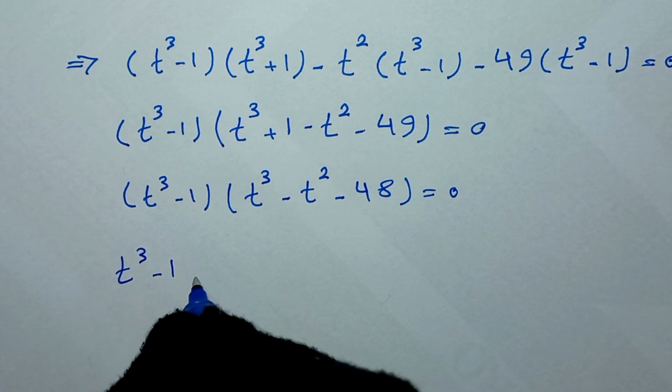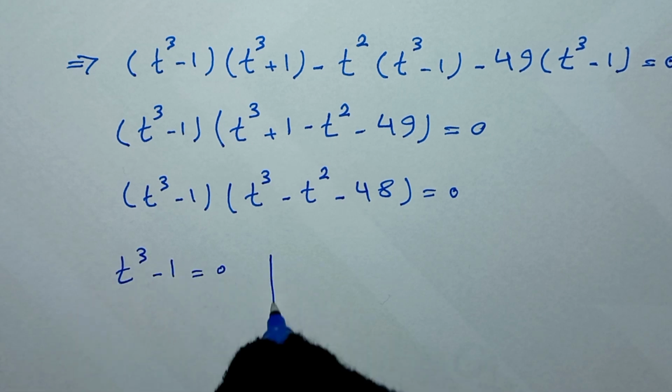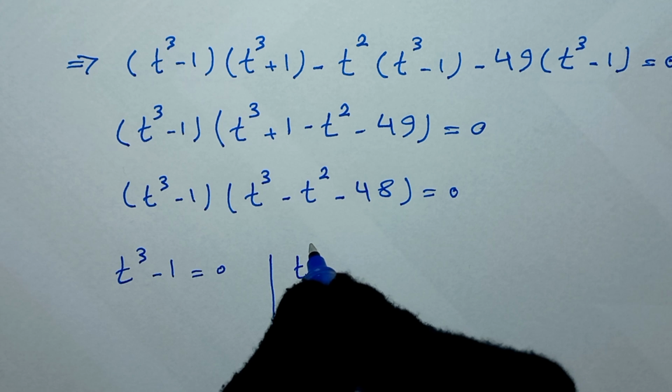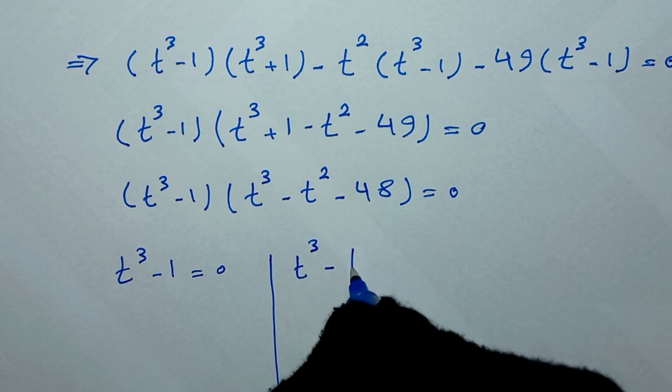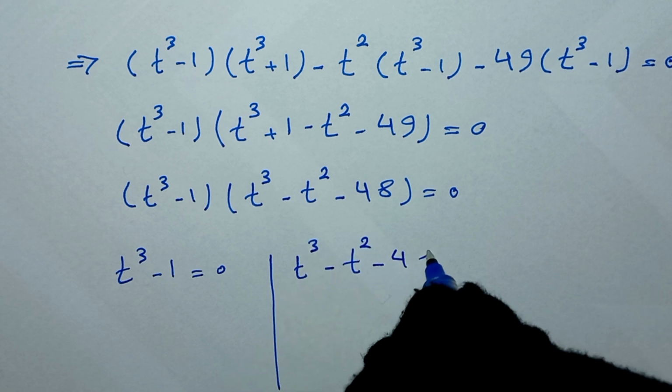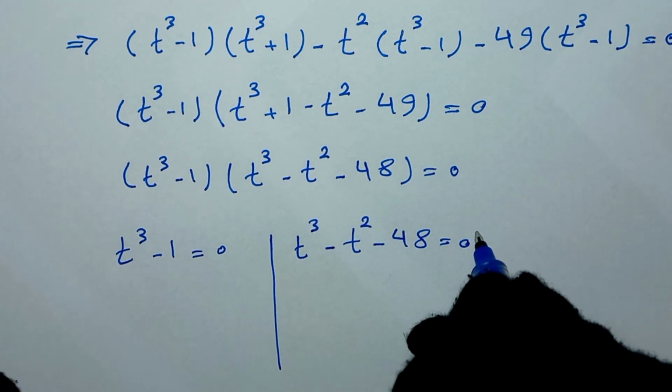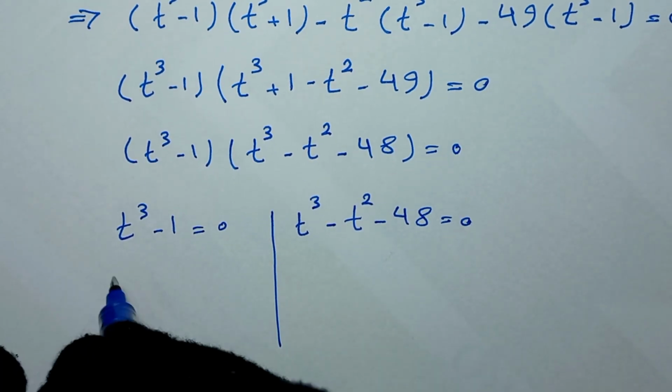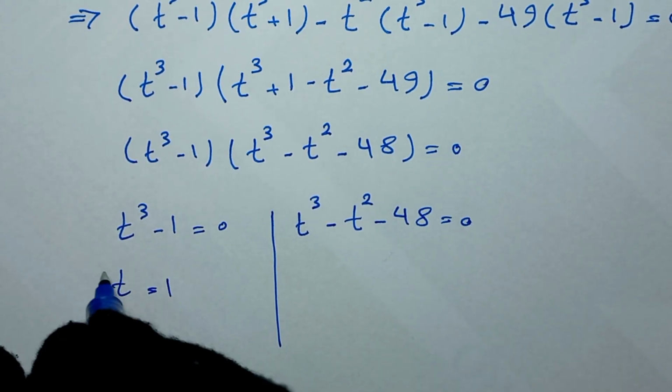t cubed minus 1 is equal to 0, and t cubed minus t squared minus 48 is equal to 0. And here t is equal to 1.